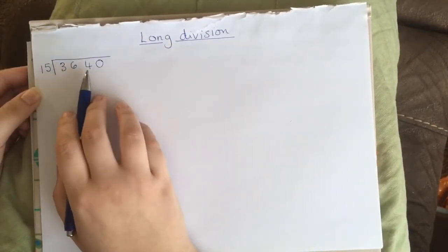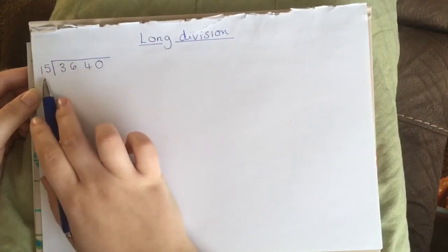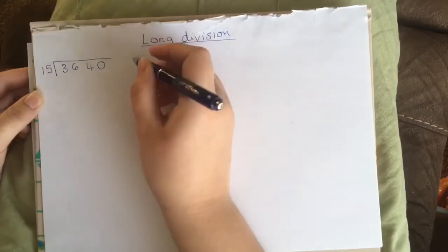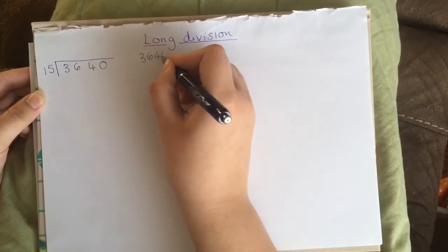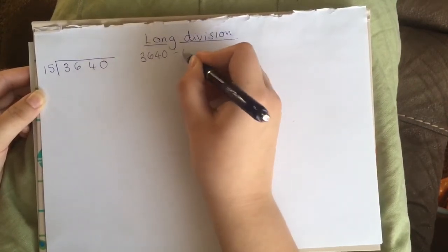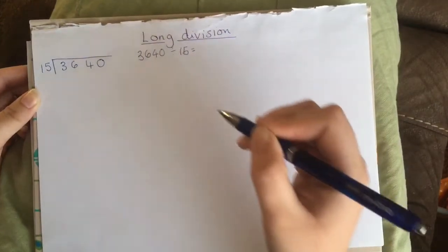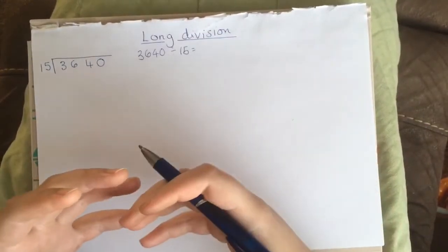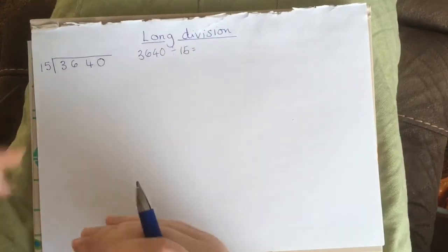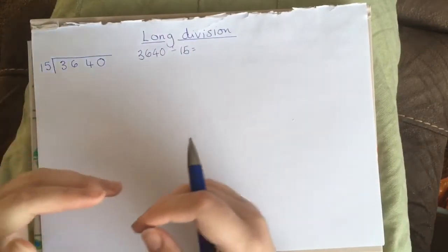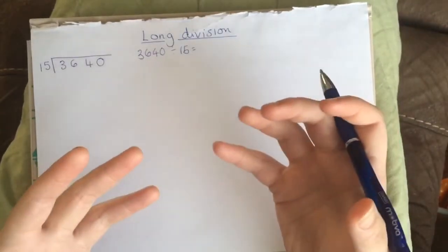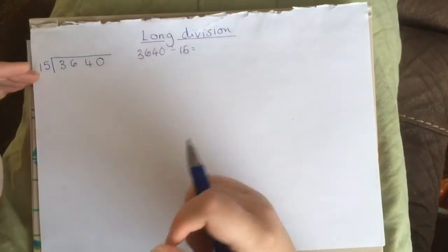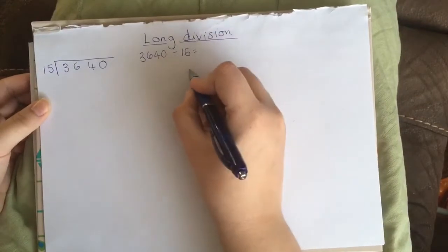So here I've got 3,640 divided by 15. So I'll write that up here so you can see it clearly. 3,640 divided by 15. Now the thing about long division is it's a lot more about taking away from this big number than in short division when you're just doing a lot of times tables. But even so, I'm going to write my 15 times table down the side so I've got it.